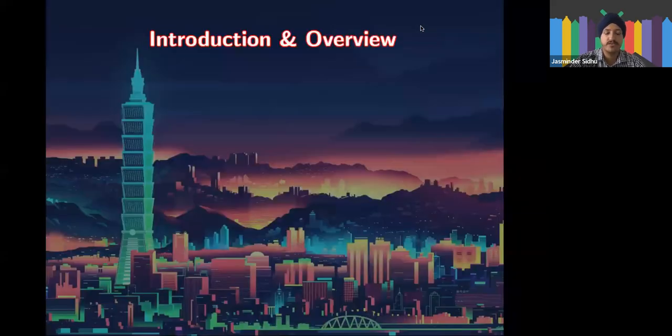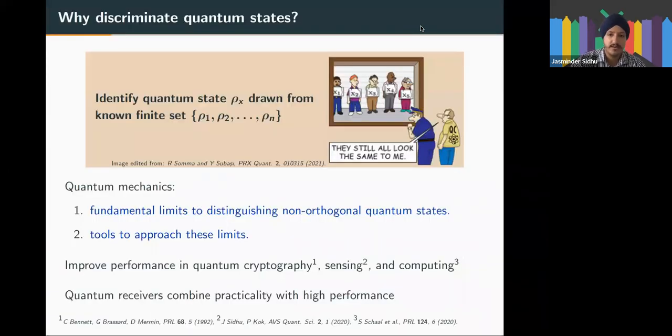So why do we want to discriminate quantum states? The question that we often address is how to identify an unknown quantum state ρx that is drawn randomly from a known finite set. Now, quantum mechanics places fundamental limits to distinguishing non-orthogonal quantum states, but fortunately also provides us with tools to approach these limits. And this is important to improve the performance in a range of applications, including cryptography and computing.